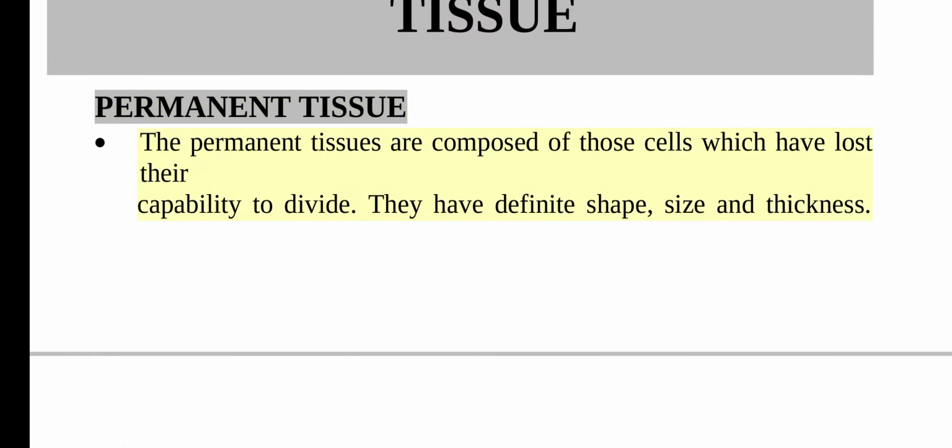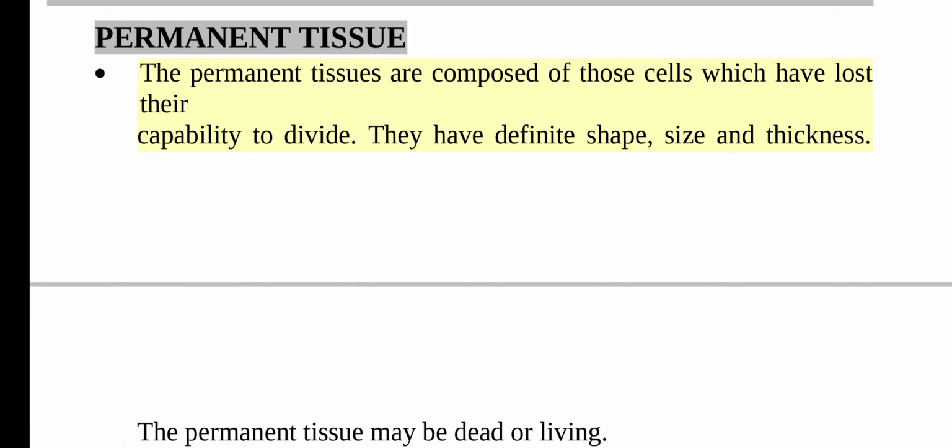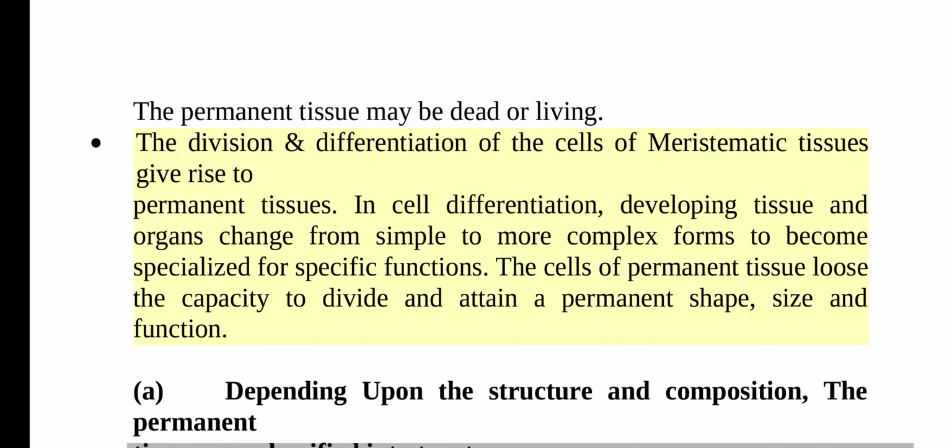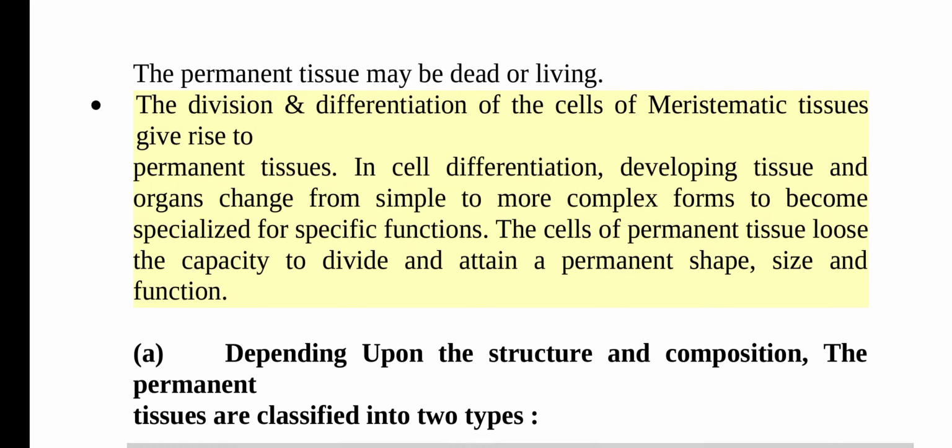The permanent tissues are composed of those cells which have lost their capability to divide. They have definite shape, size and thickness. The permanent tissue may be dead or living. The division and differentiation of the cells of meristematic tissues give rise to permanent tissues.